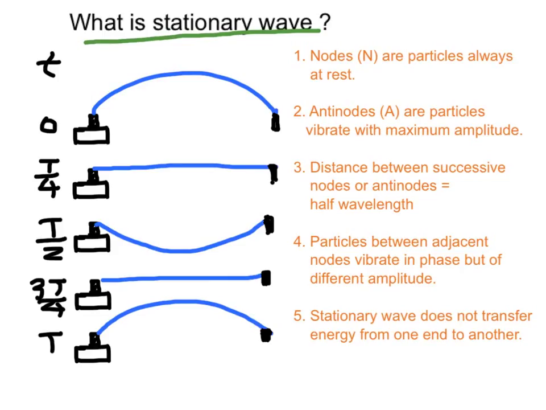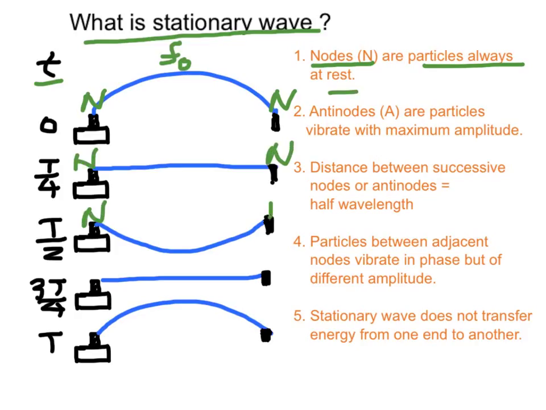When the frequency of the signal generator is set to a certain value, F0, the string vibrates with the form shown in the diagram at different times t. For a stationary wave, we see that there are nodes, which are always at rest. Second, there are anti-nodes A. Particles vibrate with the maximum amplitude.